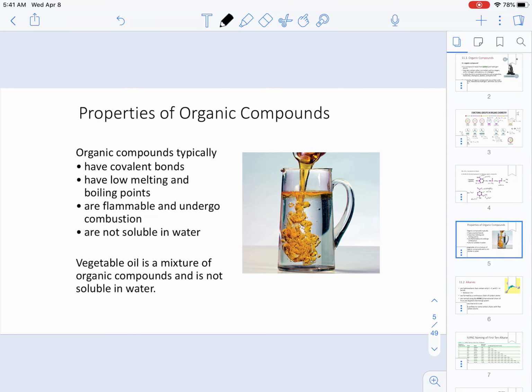Let's now learn the properties of organic compounds. Understand that when we're talking about organic compounds, these are going to be covalent compounds because they contain covalent bonds. Organic compounds have low melting and boiling points. They are flammable and they undergo combustion reactions. They are not going to be soluble in water, so that means that organic compounds are non-polar molecules.